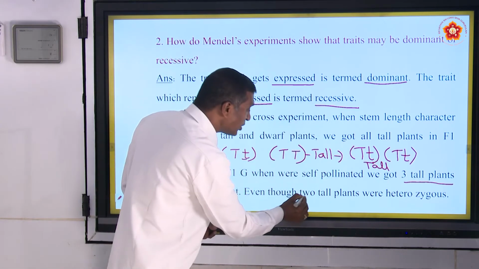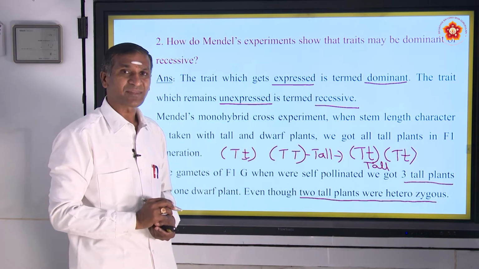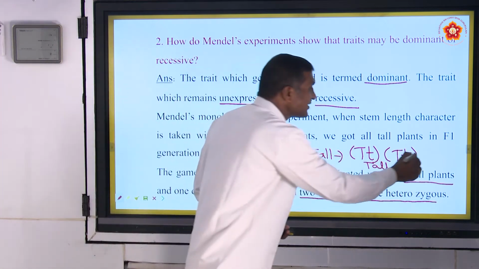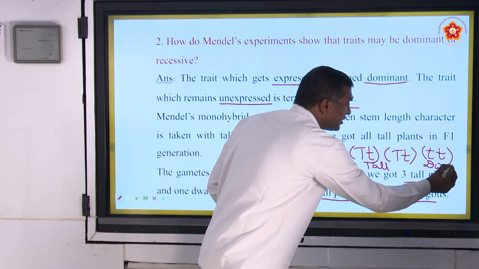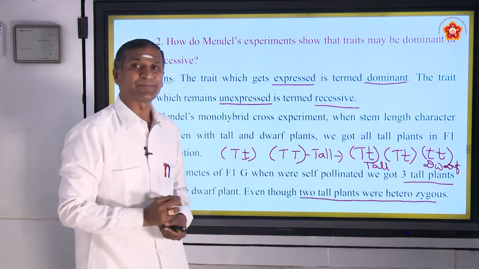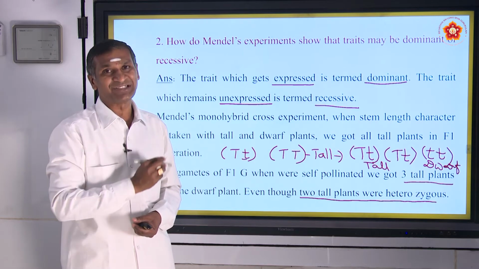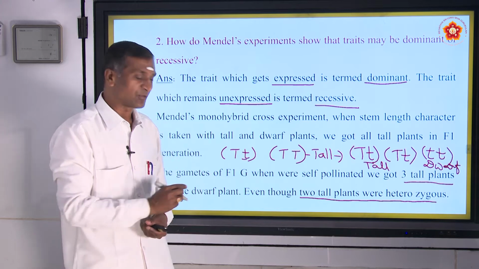That's what we told you. 2 tall plants were heterozygous and 1 tall is homozygous. 1 dwarf is there, small t. Both are small, so it is itself expressed. It is also homozygous, but it is dwarf. I hope it is clear for all of you.